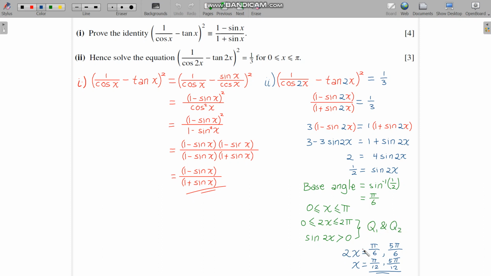So 2x equals, in the first quadrant, pi over 6. In the second quadrant, pi minus pi over 6, or 180 minus alpha, so we get 5 pi over 6. But this is 2x. The x is divided by 2, we get this final answer.